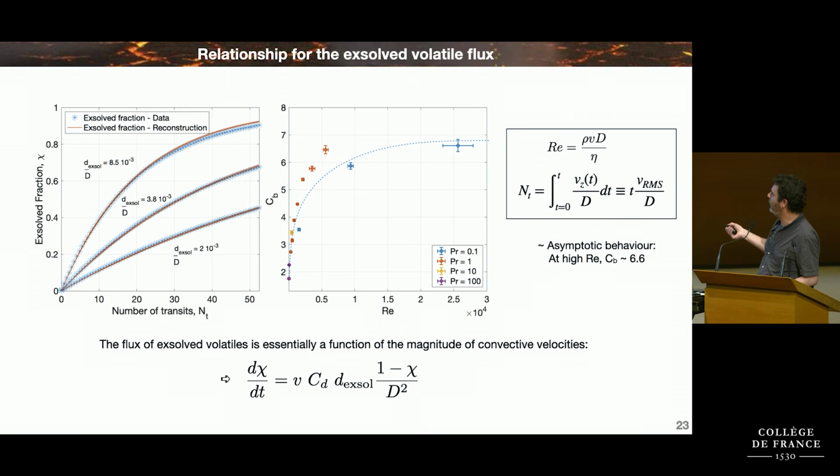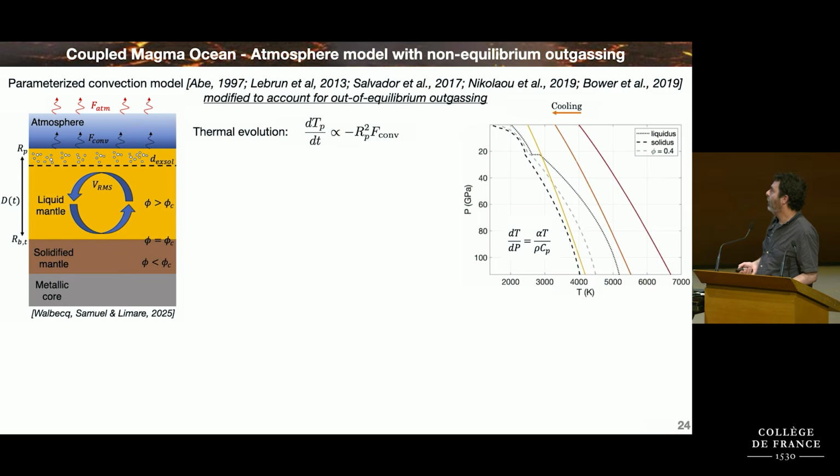So here we've considered that it is constant. After, its asymptotic behavior. And we use this expression, this time, to evaluate the coupled magma ocean atmosphere evolution. For that, we relied on standard parameterized convection models that have been used for this type of study.